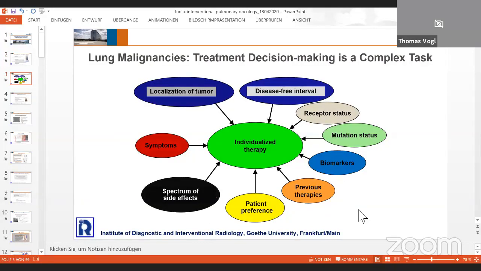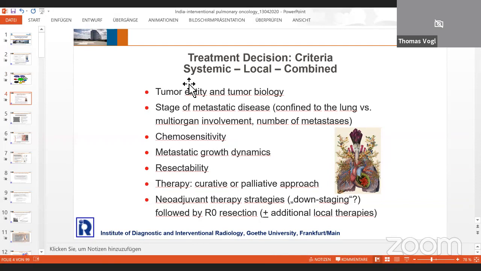In our oncology unit, of course, in lung tumors, we have to consider different techniques and technologies, and this includes a lot of clinical data on receptor status, mutation, biomarkers, previous therapies, patient preference, and location of the tumors. How we decide whether a patient might be a candidate for a systemic, a local, or a combined therapy.